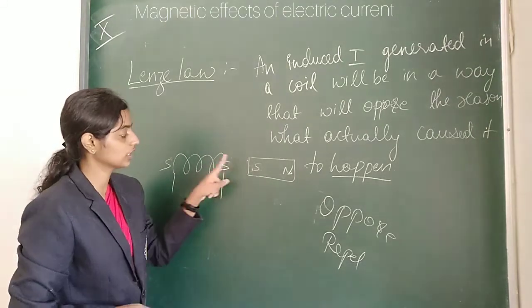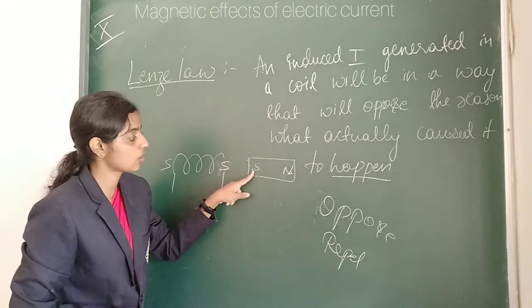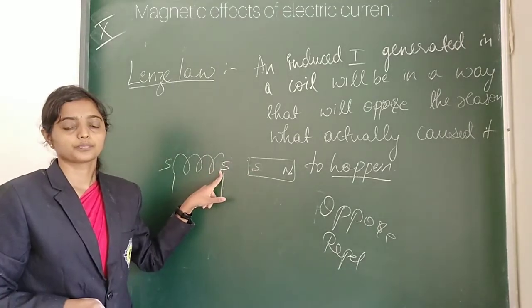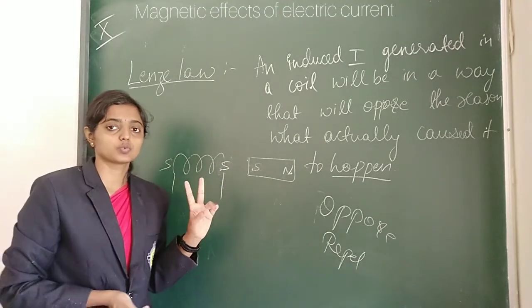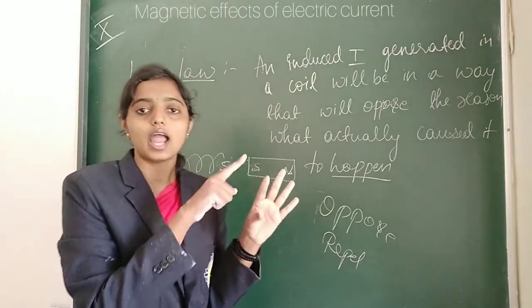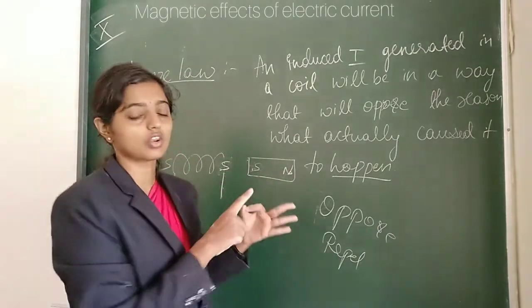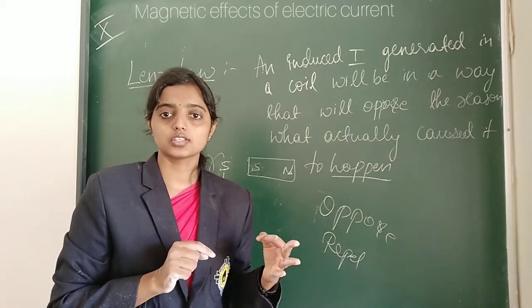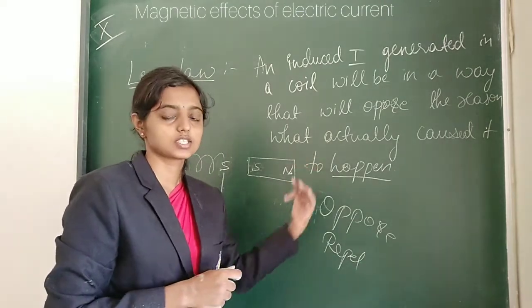Okay, so if this is north, it will also act as north, and if this is south, this will also act as south. So based on these two laws which we learned, that is the clock rule and one more, Lenz's law, let us solve one multiple choice question. Later on we will get some questions similar to this one.